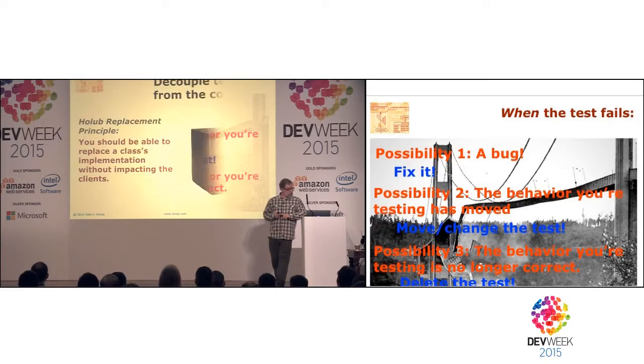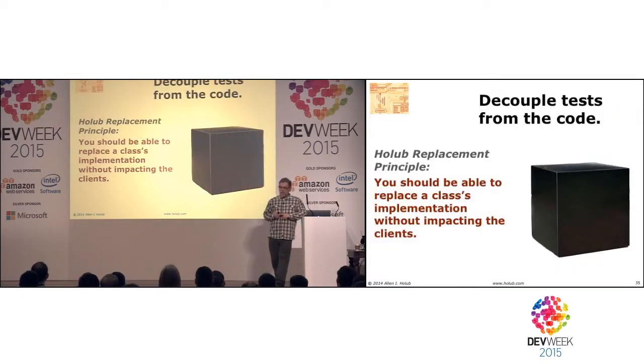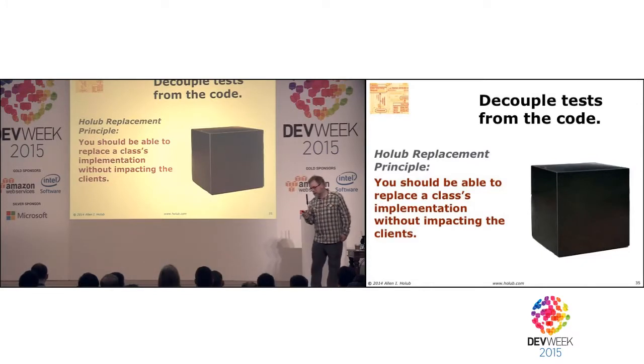You want to decouple the test from the code as much as possible. So that gets back to this notion. I keep bringing this up because it's such an important notion. At any moment in a system's life, at any moment in an object or a class's life, if you've designed the class properly, it should be possible to completely replace the implementation with a different implementation. As long as the interface hasn't changed, nobody should care.